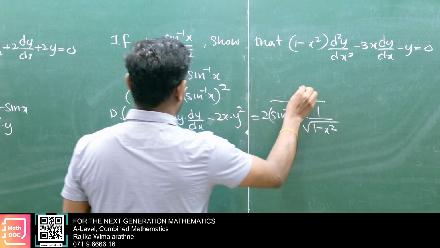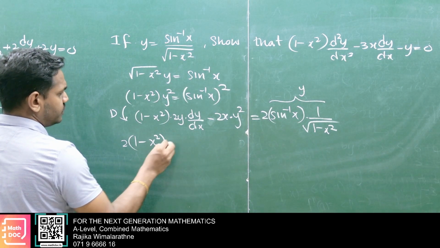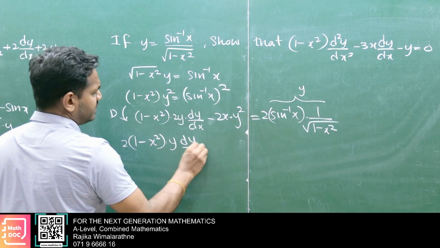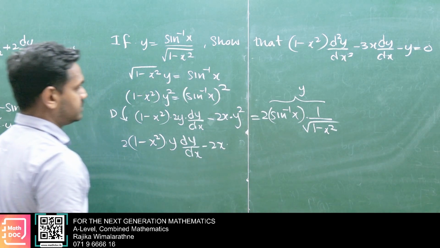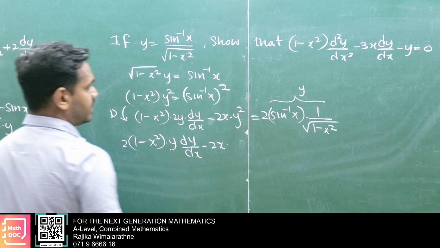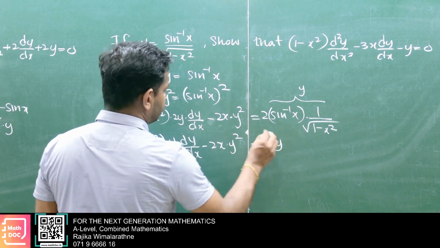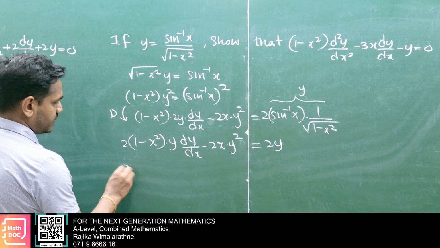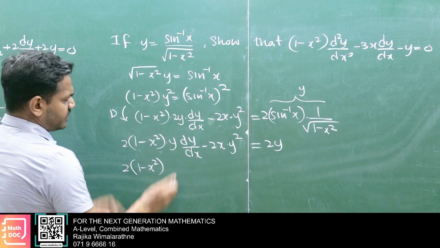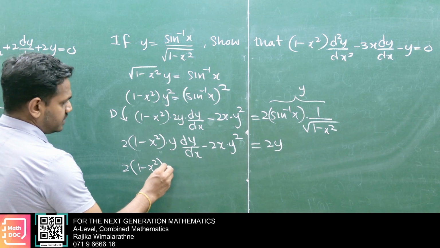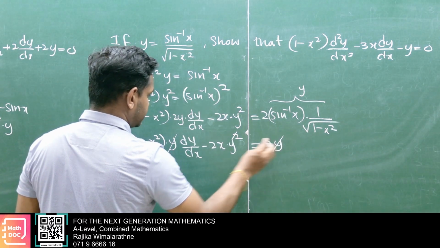It is part y. Then 1 minus x squared times 2y dy over dx minus 2x y squared equals 2y. Then you differentiate again. Before that, cancel y, yeah? Just cancel y, then differentiate.